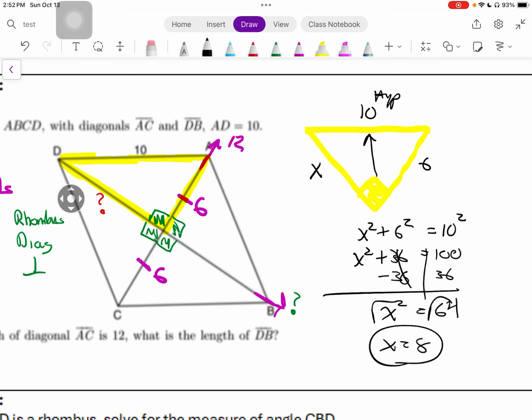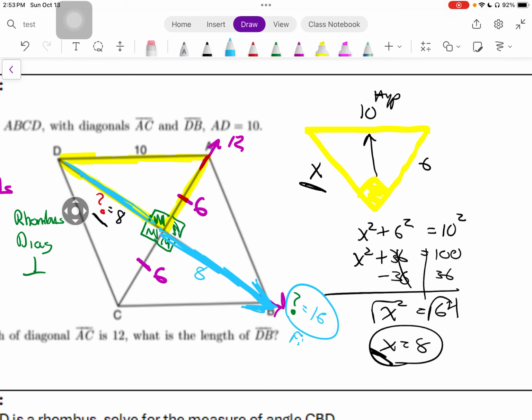Now, unfortunately, this is not the final answer. This x here that we just found is really just this question mark, which is 8. Now, we don't just want this piece right here. We want the whole thing. So again, we know that the whole thing, since it's bisected, if this side is 8, this side is 8, and then it has to be 16. So 16 here is going to wind up being our final answer.